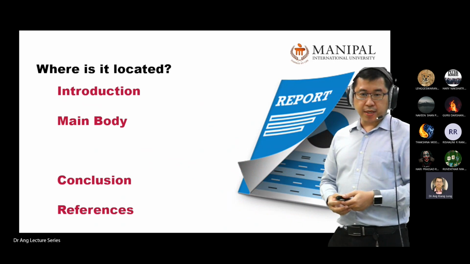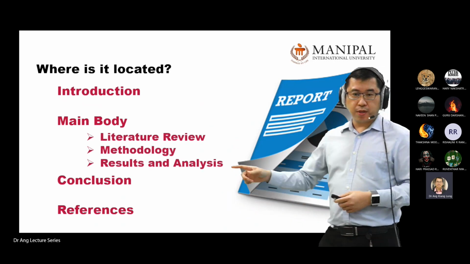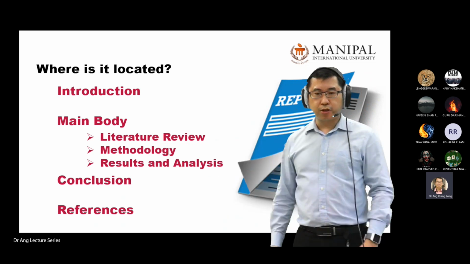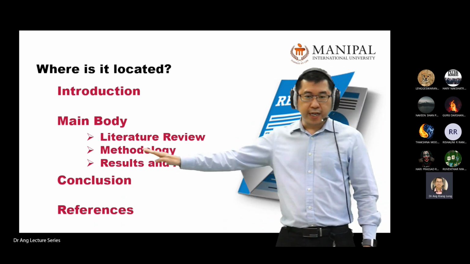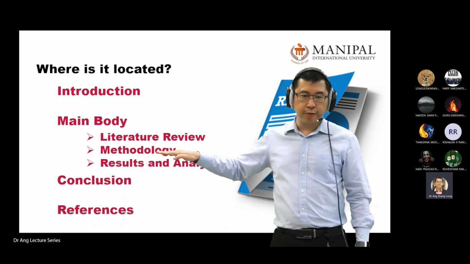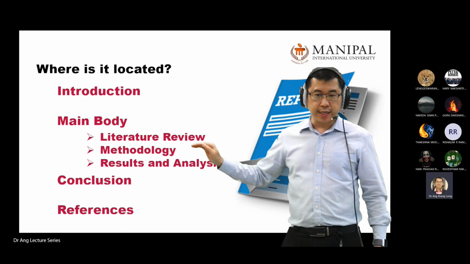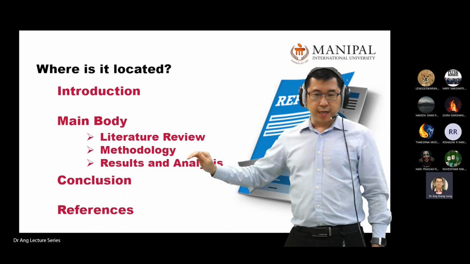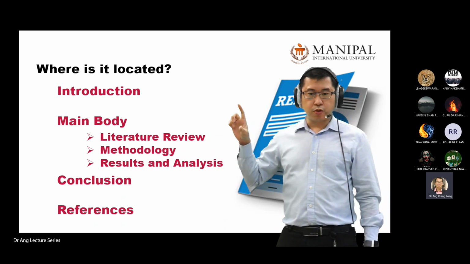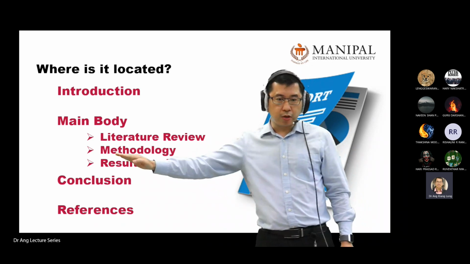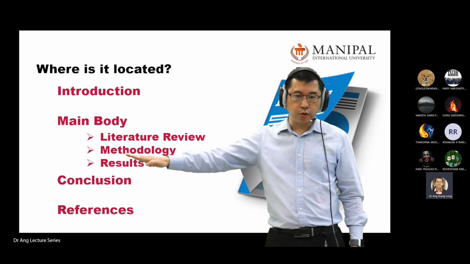So where is this literature review located? It is located inside the main body, especially for review paper, you don't have methodology. Okay, for review paper, you don't have methodology, but for your FYP report, yes, there is a methodology chapter. Okay, but for our module that you need to generate review report, you don't need methodology.